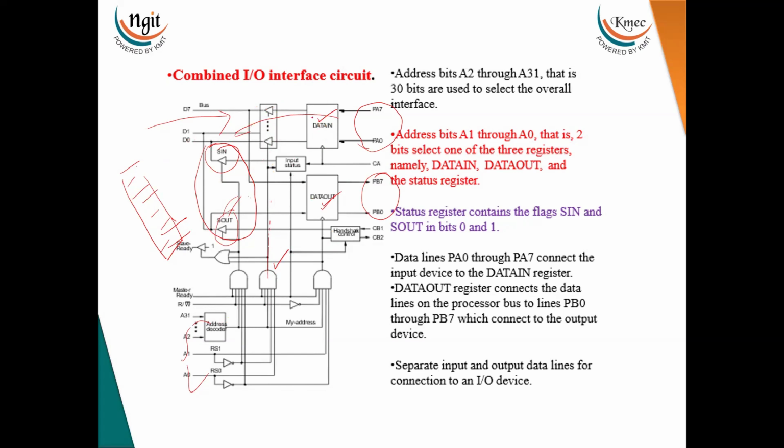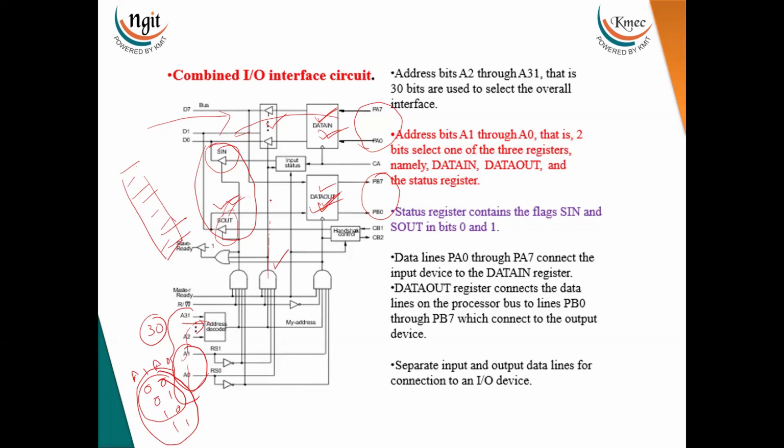Now, to enable this buffer, to enable the data out register, or to read the status register, it needs 3 addresses. Among the 32 bits, 30 bits are applied to the decoder, and the last 2 bits are used to read the status register and to enable the data in register and the data out register. So 3 addresses are required. If I take the 2 bits A0 and A1, what are the combinations? 00, 01, 10, 11. Among these 4 combinations, 3 are used to read the status, enable the data in, and enable the data out.